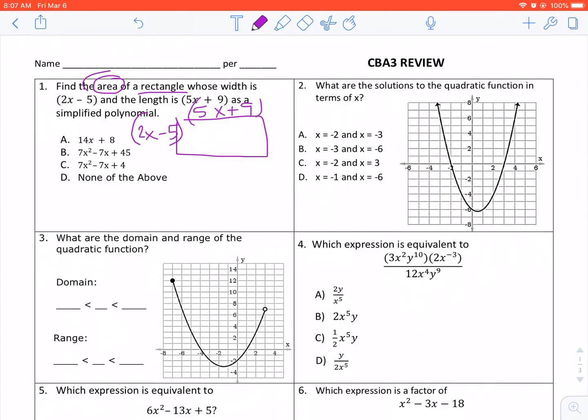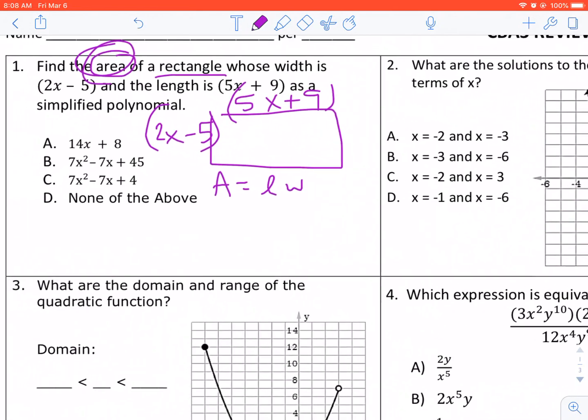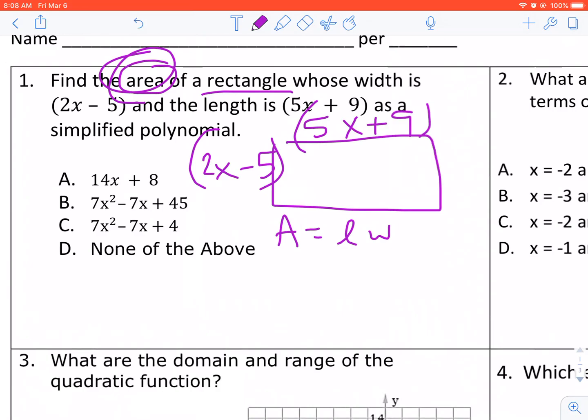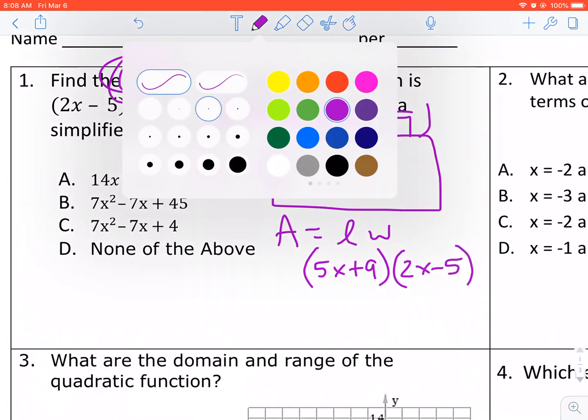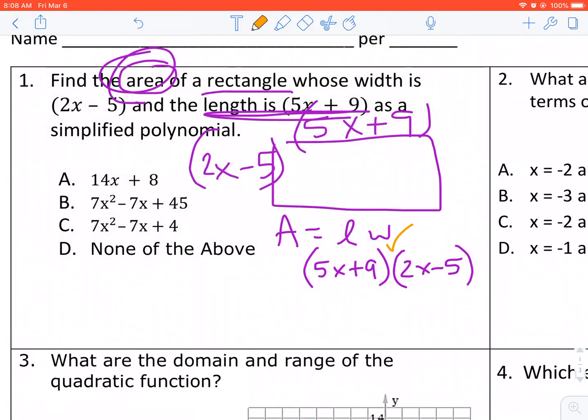All right, area. When you are finding area, what is area? Area equals length times width. You do need to show up knowing this. So what we're going to do is plug in our numbers. We have our length is 5x plus 9. It says so right here. And then your width, we're going to plug in is 2x minus 5. When they are side by side like this, this means multiply. So you are going to be doing multiplication.